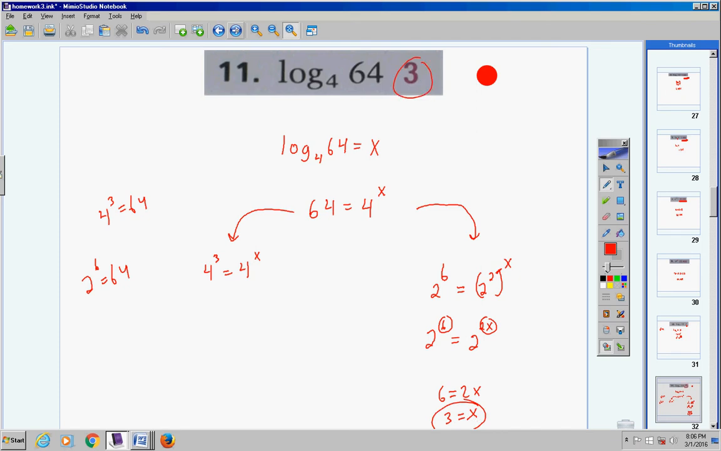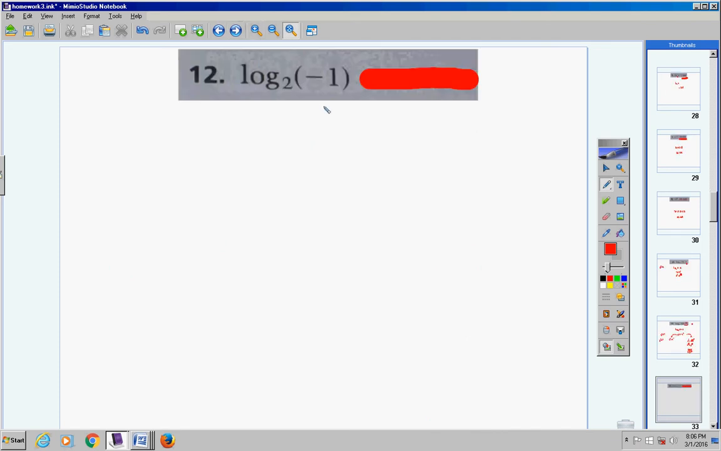Alright, number 12. This is the easiest problem we'll do. You can never, ever take the logarithm of a negative number. Never, okay? So the answer is undefined or no solution.